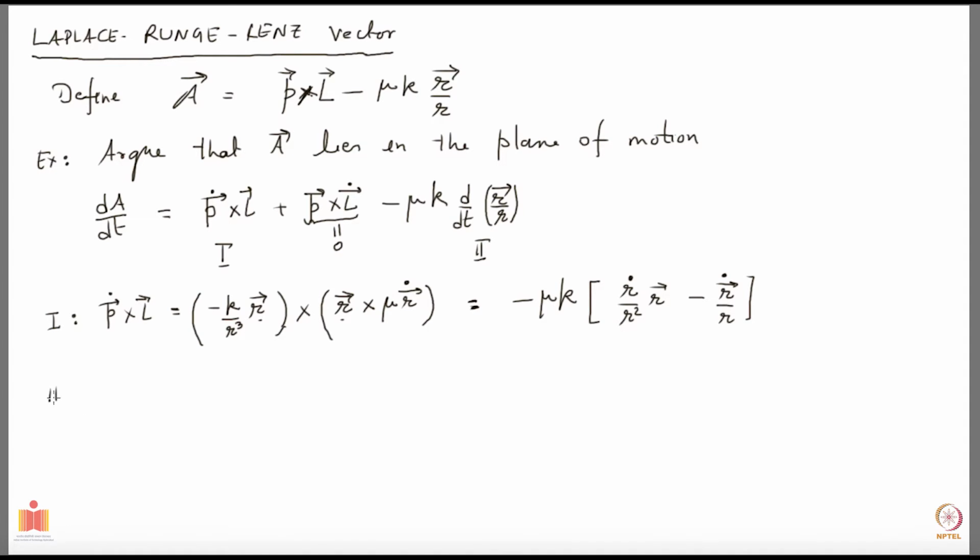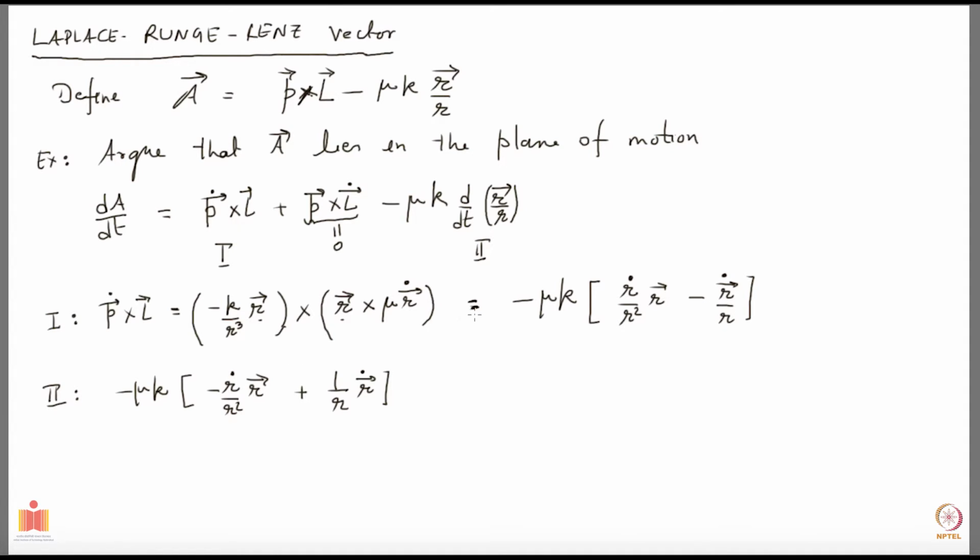Then for term number 2, you can check, it's a simple derivative. You will get minus mu k times minus r dot over r squared times the r vector plus 1 over r times r dot.